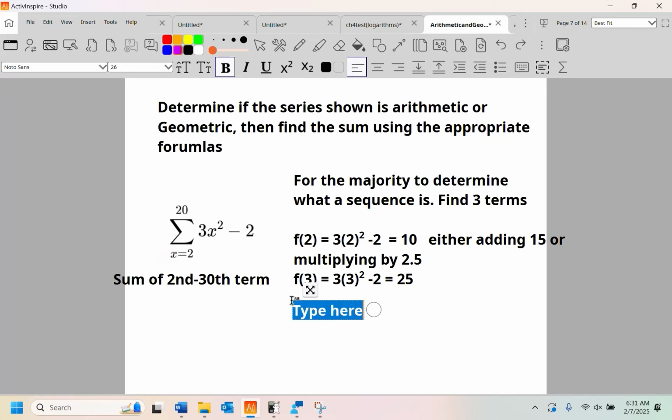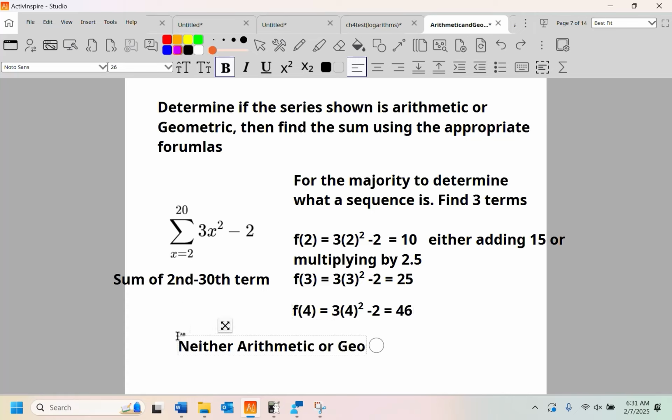All right, let's see what happens if we find f of 4. That'd be 3 times a 4 squared, and then minus a 2. So 4 squared is 16. 3 times 16 is 48. 48 minus 2 is 46. So you can kind of tell here that the pattern broke. So this one is neither arithmetic or geometric. There's neither one of them.